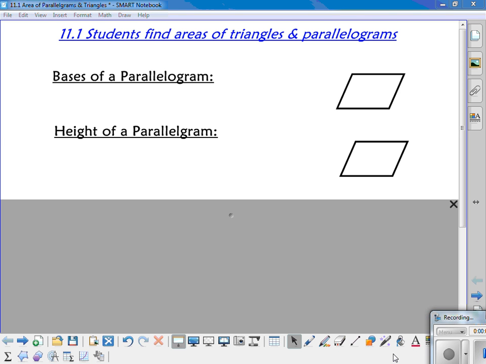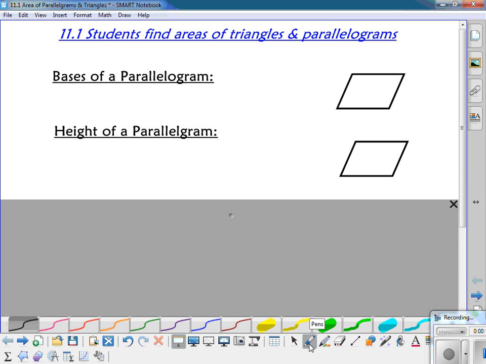The lesson objective of this video: students will find the areas of triangles and parallelograms. So first we'll talk about parallelograms. The bases of a parallelogram can be either pair of parallel sides.